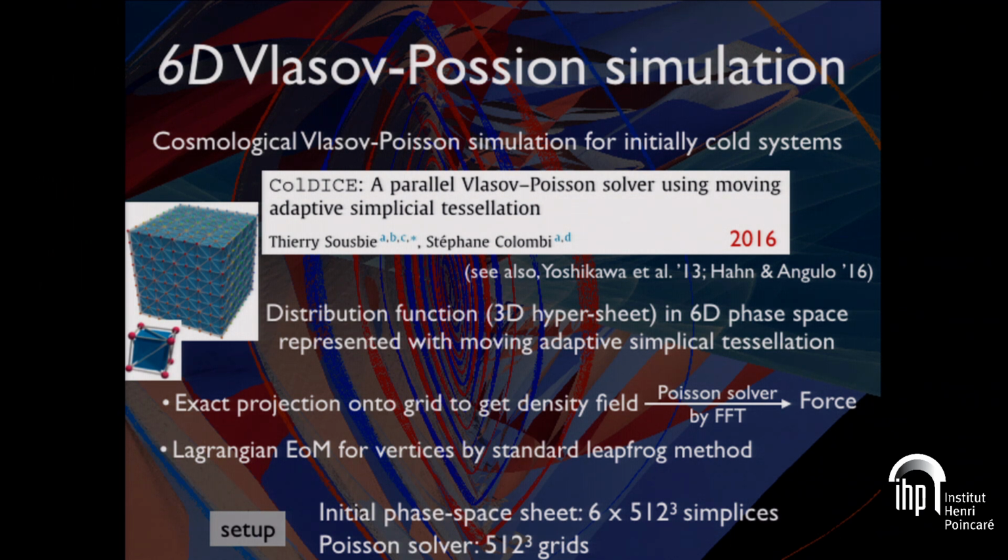What we use is the so-called Cordice code, in which the phase space is represented by a collection of so-called simplices. And what is nice is that this code gives you the exact projection of phase space sheet in 6D onto the density field in 3D. With this we can accurately compute the force or potential using a Poisson solver. And then each simplex is adaptively defined, and we can go to a really deep nonlinear regime.